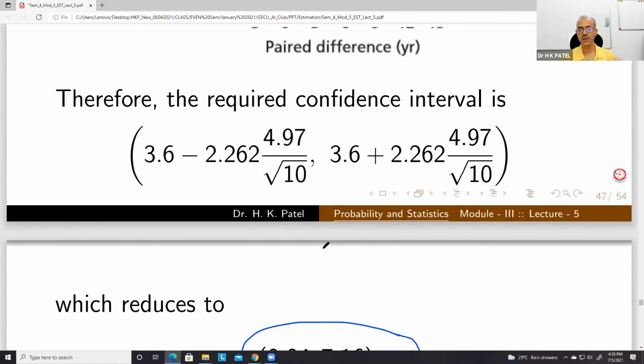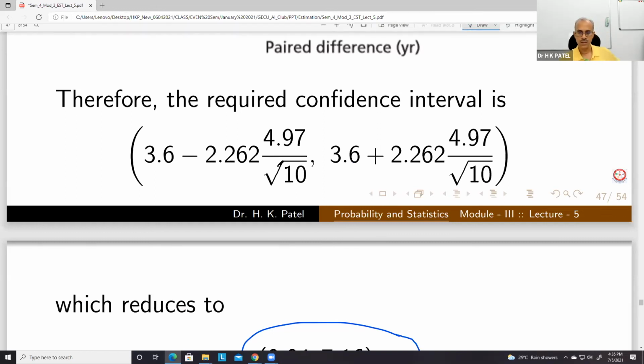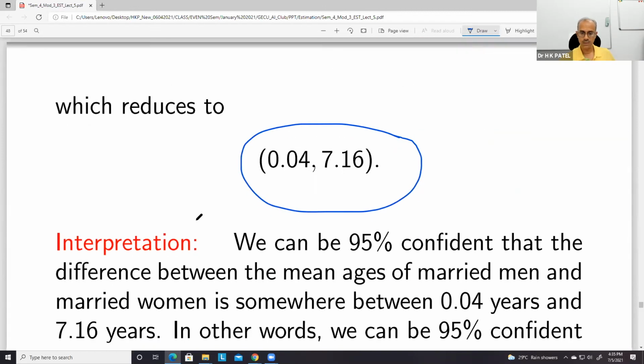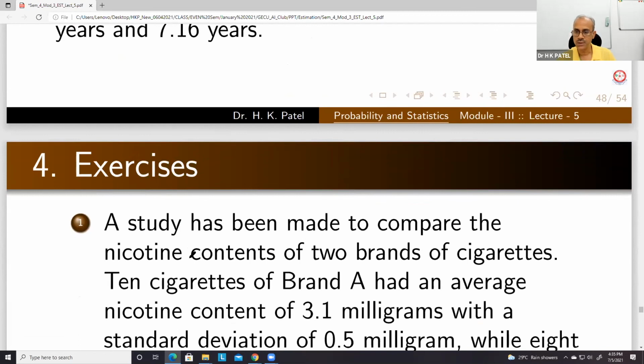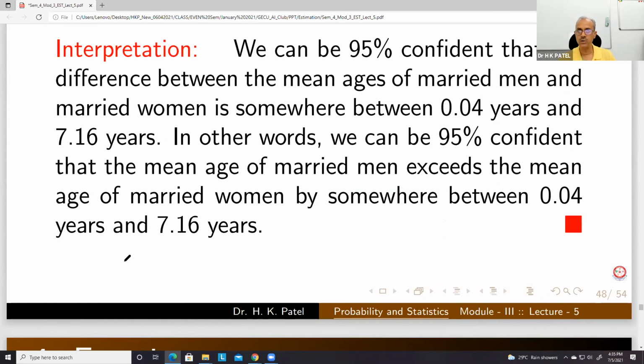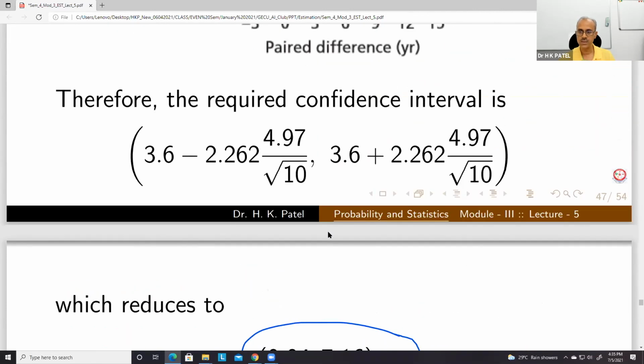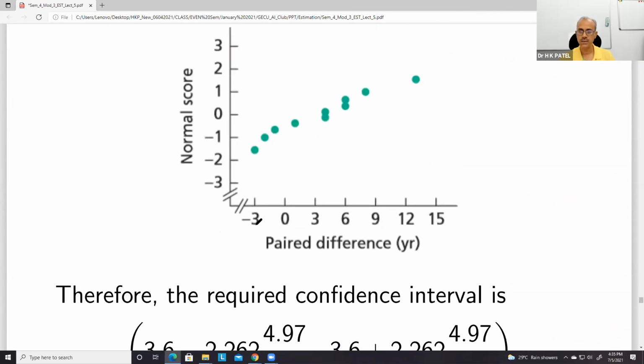So in this way, we can find the confidence interval for the difference of two means. So I think it is over now. If you have any doubt, you can ask me. Otherwise, we can stop today's lecture.